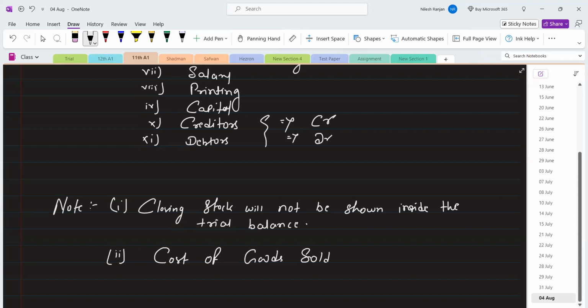So if cost of goods sold and adjusted purchase are given, now the question is why we are doing this. Why, if cost of goods sold is given and adjusted purchase is given, are we not writing opening stock and purchase on the debit side, but we are writing closing stock on the debit side? Because closing stock, you can see in the first note, is not to be shown inside the trial balance. But when cost of goods sold is given, then closing stock will be shown on the debit side.